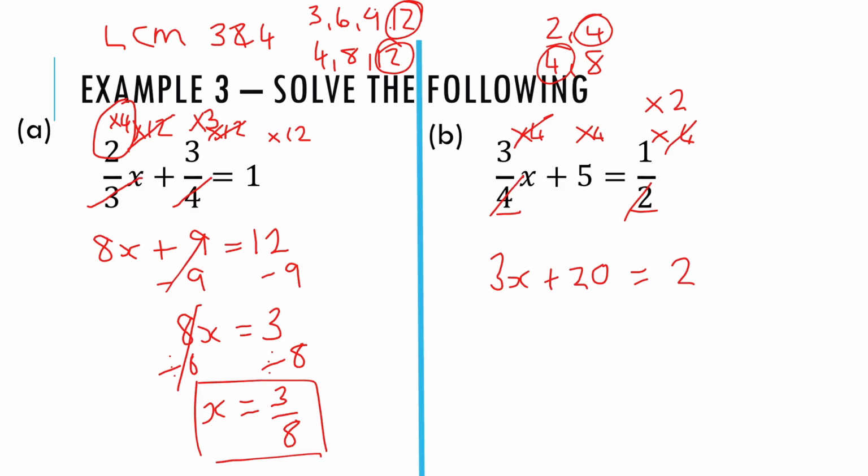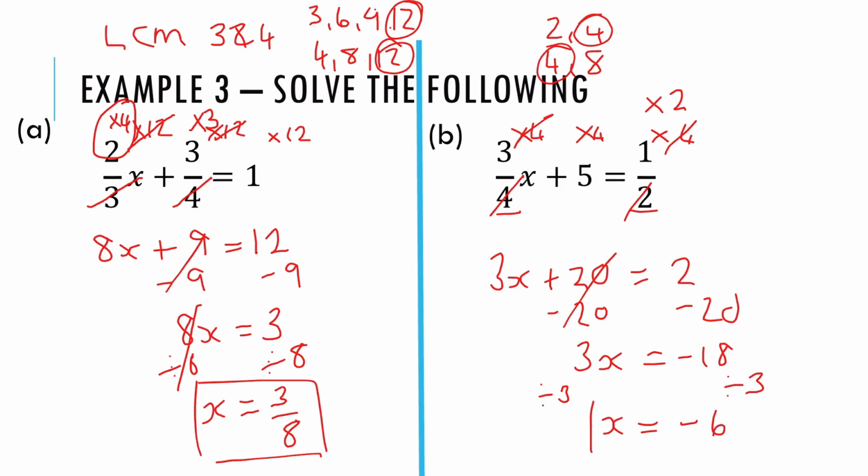The 20 is adding the x term, so I'm going to subtract 20 from either side. That leaves me with 3x equals negative 18. The 3 is multiplying the x, so I'm going to divide each side by 3, which leaves me with x equals negative divided by a positive is a negative, 18 divided by 3 is 6. So x equals negative 6.